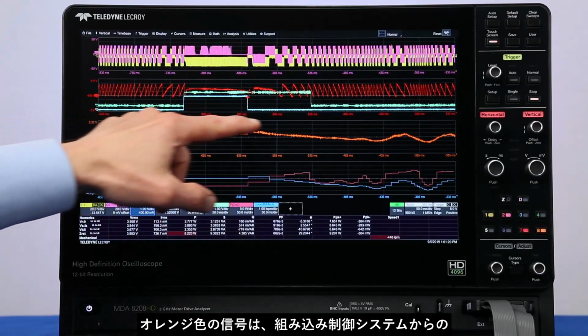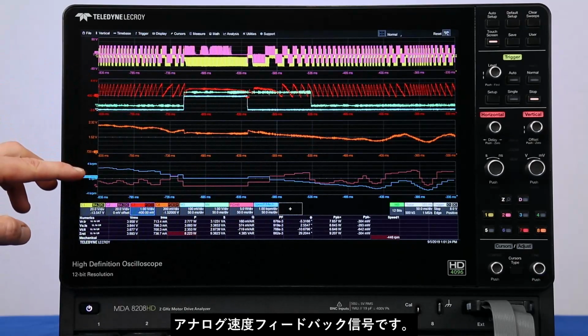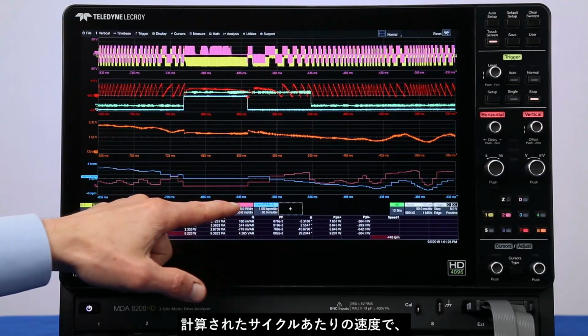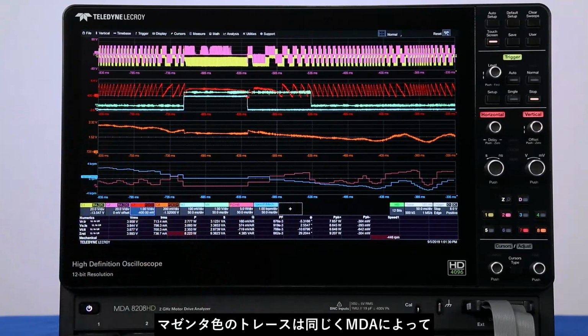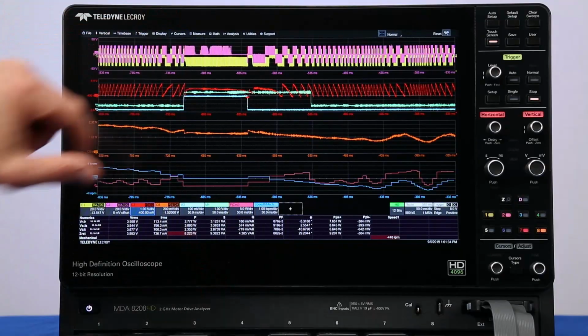The orange signal is an analog speed feedback signal from the embedded control system. The blue trace at the bottom is per cycle speed calculated by the MDA, and a magenta trace is per cycle three-phase power also calculated by the MDA.